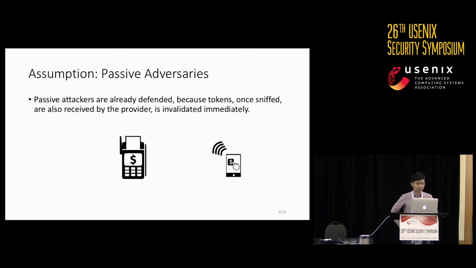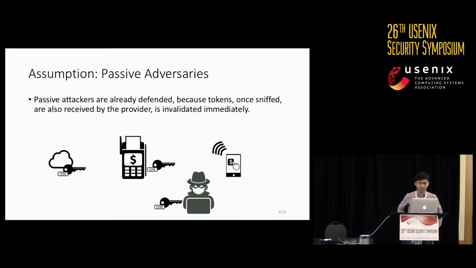So if there is a passive adversary standing close to the POS machine during the transaction, the token can be sniffed by the passive adversary. However, at the same time, the token is also received by the POS machine, and it will be immediately sent back to the backend server for verification, and the server will immediately invalidate this token. So the token, though it can be sniffed by the attacker, can no longer be used to launch an attack.